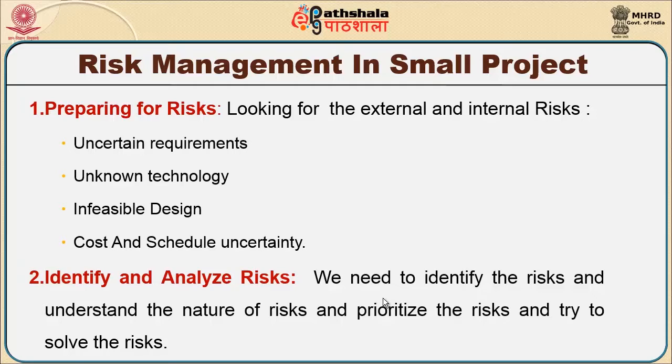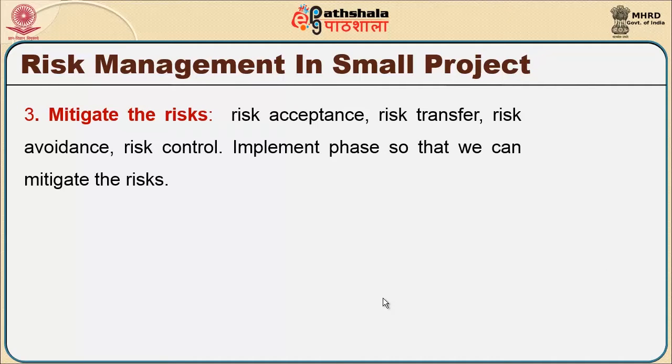Right at the preparation for this risk, we may have to look at the external and internal risk, wherein there are uncertain requirements, there may be possibilities of unknown technology, there might be infeasible designs, and there might be cost and schedule which might be uncertain in nature. But if we try identifying and analyzing these risks, we may understand the nature of risk, and we also try prioritizing the risk and we can avoid or try solving certain gray areas. And the third point is on the mitigation of the risk.